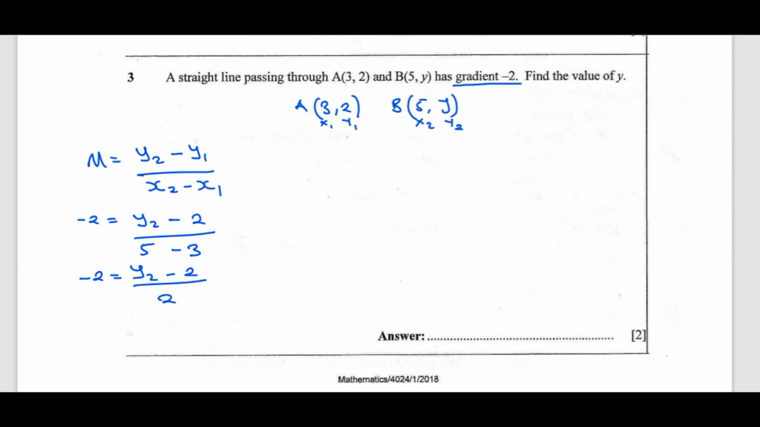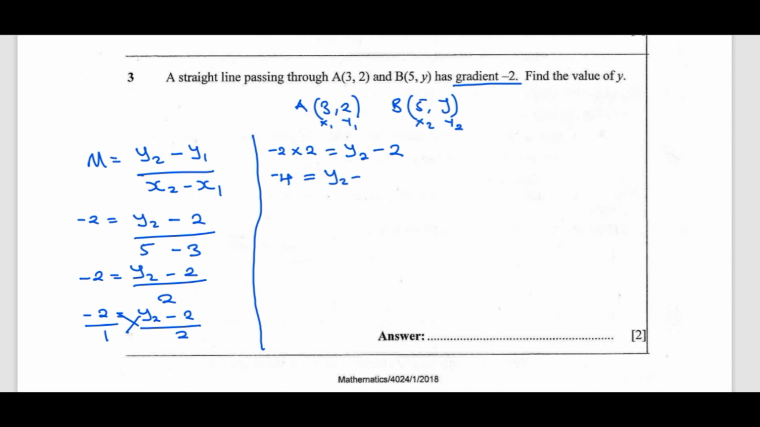Therefore, negative 2 is equal to y minus 2 over 2, and then we can cross multiply. Let us use this space here and continue from here. Negative 2 times 2 is equal to y minus 2. When you reach here, we multiply: we're going to have negative 4, because negative times positive is negative. So negative 4 is equal to y minus 2.